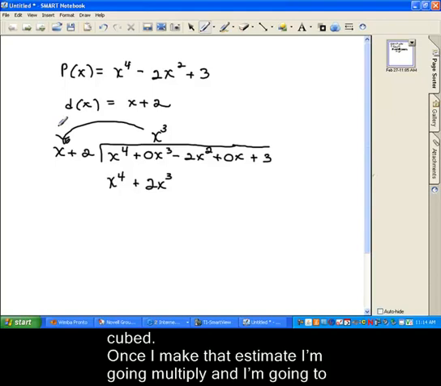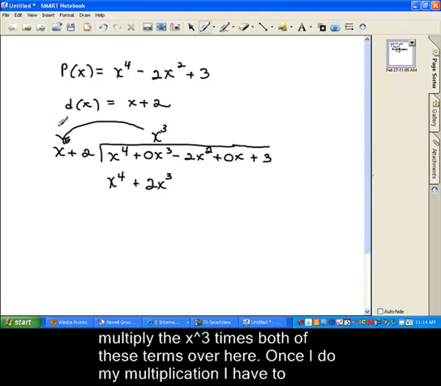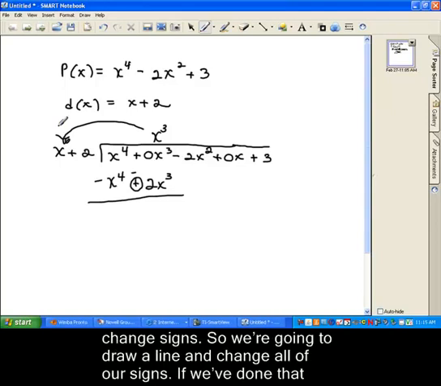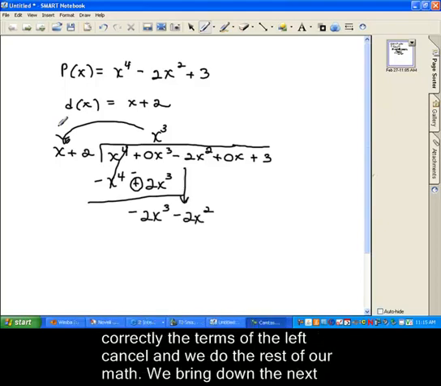Once I do my multiplication, I have to subtract just like a regular division problem. So in algebra, when we subtract, we have to change signs. So we're going to draw a line and change all of our signs. If we've done that correctly, the terms on the left will cancel, and then we do the rest of our math. We bring down the next term, and we repeat the process.